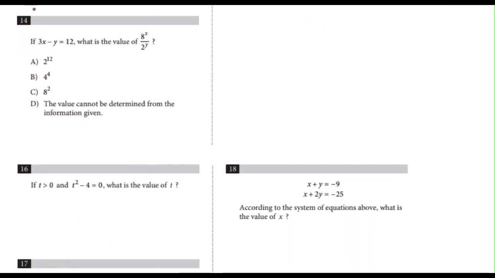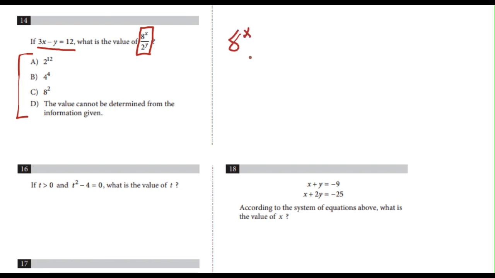Number 14. If 3x minus y equals 12, what is the value of 8 to the power of x divided by 2 to the power of y? So first, they give us this equation, but if you see the answer choices, none of them are asking for x or y, and the question is asking for what is the value of 8 to the power of x divided by 2 to the power of y. So we're going to try to simplify this as much as possible.